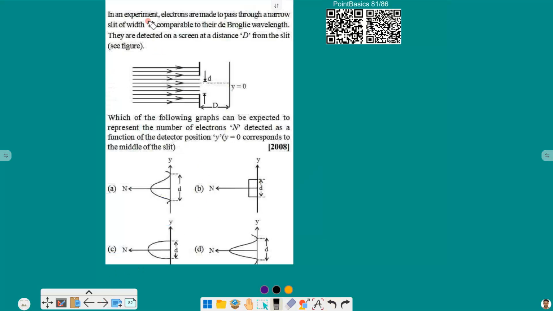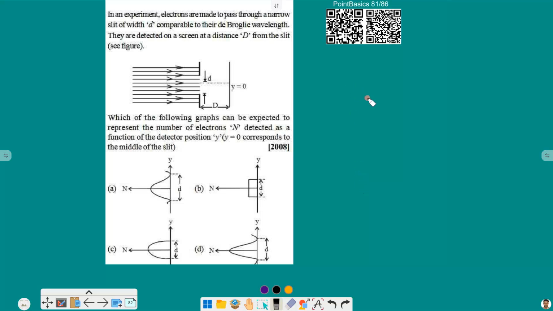In the next one, in the experiment, electrons are made to pass through a narrow slit of width d comparable to the de Broglie wavelength. They are detected on the screen at distance D from the slit. So here we can see that we have a single slit. So what will we observe? We will observe a diffraction pattern, and in that diffraction pattern we have a central maxima with very bright intensity.